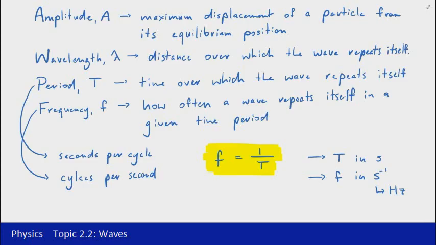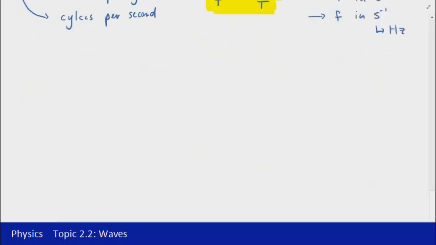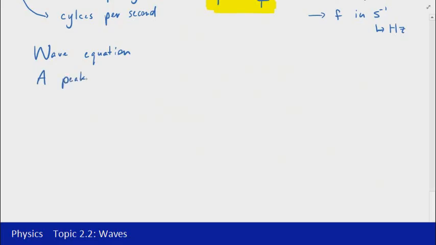The last quantity that we need to deal with is actually easier to start off by looking at the wave equation itself, rather than just stating what it is. So with the wave equation, if we're looking at a longitudinal or a transverse wave, a peak or a compression region travels along through the medium.